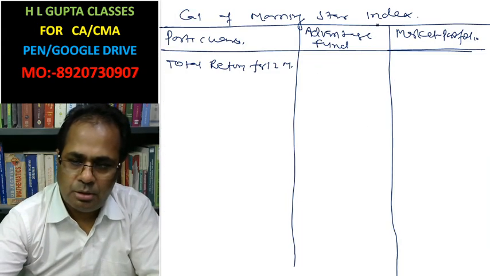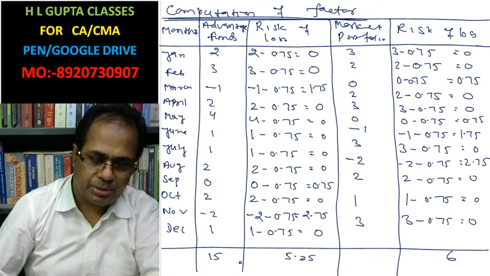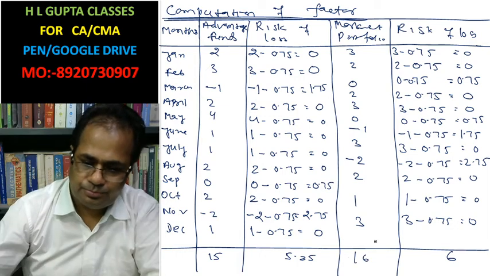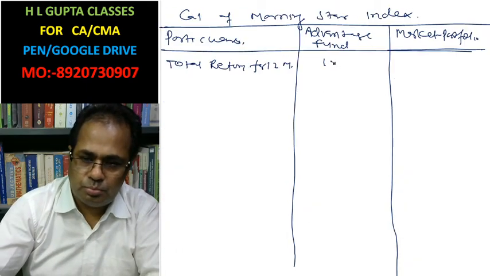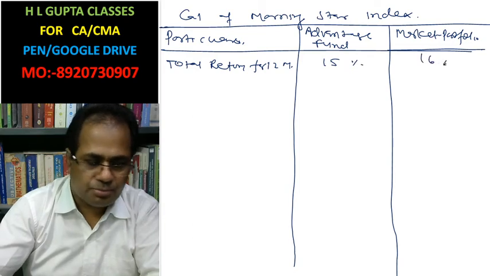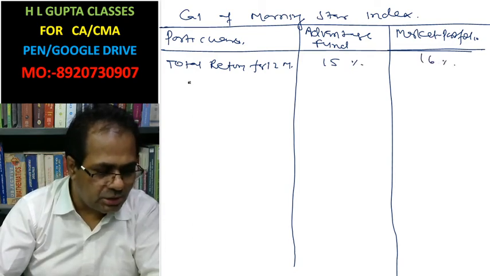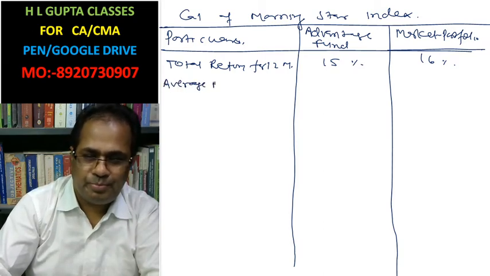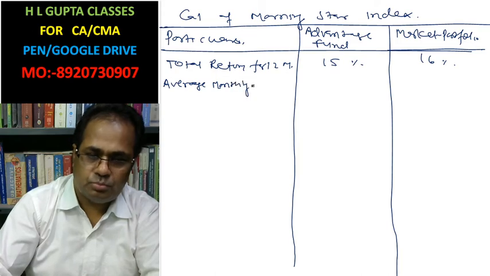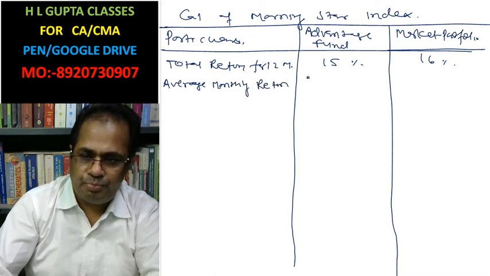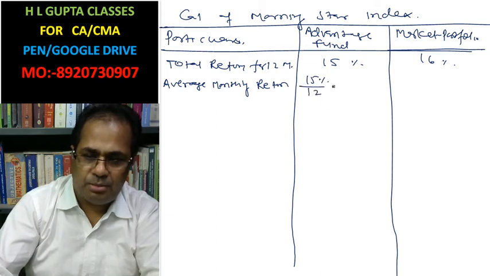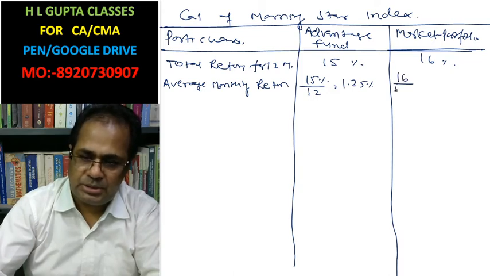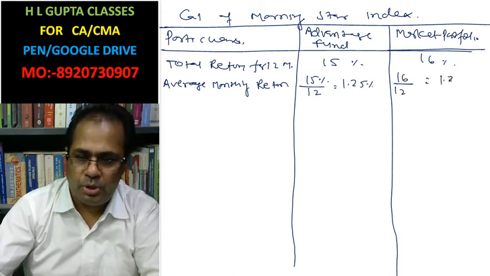This is 15% and this is 16%. Average monthly return: 15% divided by 12 is 1.25%. 16% divided by 12 is 1.33%.